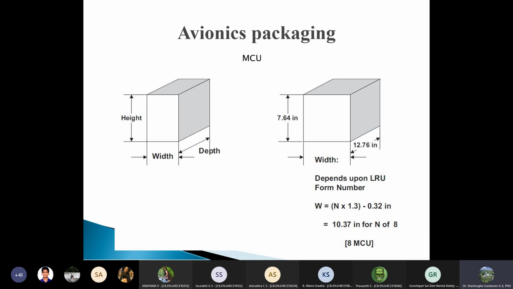All right, so I mentioned the concept of the line replaceable units. These come in two forms. They are either implemented as the air transport radio or the modular concept unit. So we'll be looking at the concept of the ATR before we come to the MCU scheme.